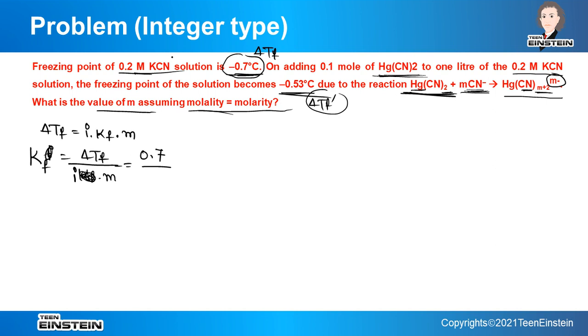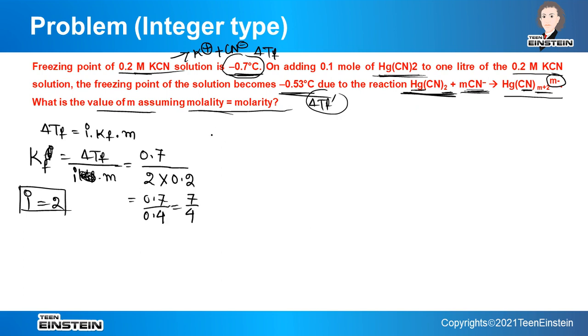i is known because after the dissociation of KCN, it will give 2 ions, K plus and CN minus. So the i value is basically 2 here. So put i equal to 2 and m is equal to the molality 0.2. So this will be 0.7 by 0.4, that means 7 by 4. You can keep it in this form or you can also calculate it.